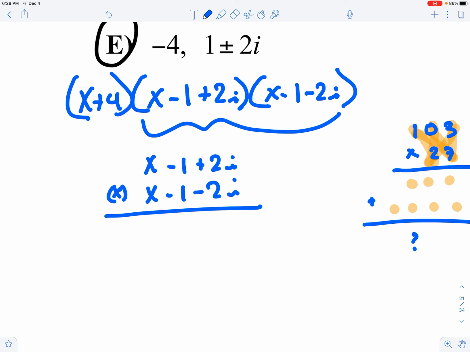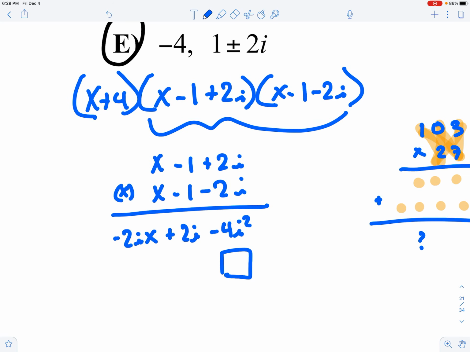So here we go. So negative 4i squared plus 2i minus 2ix. All right. Now I'll leave a placeholder. And now I'm going to take my -1 times these 3 things. So here we go. -1 times 2i is negative 2i. And see how that lines up. And this one doesn't line up.